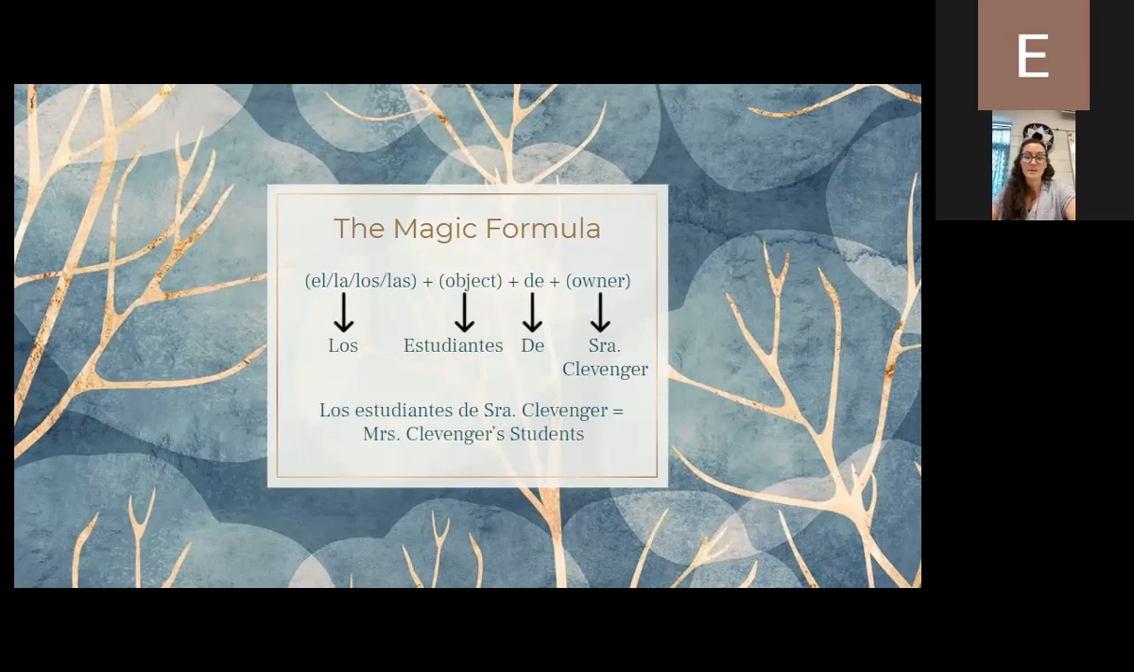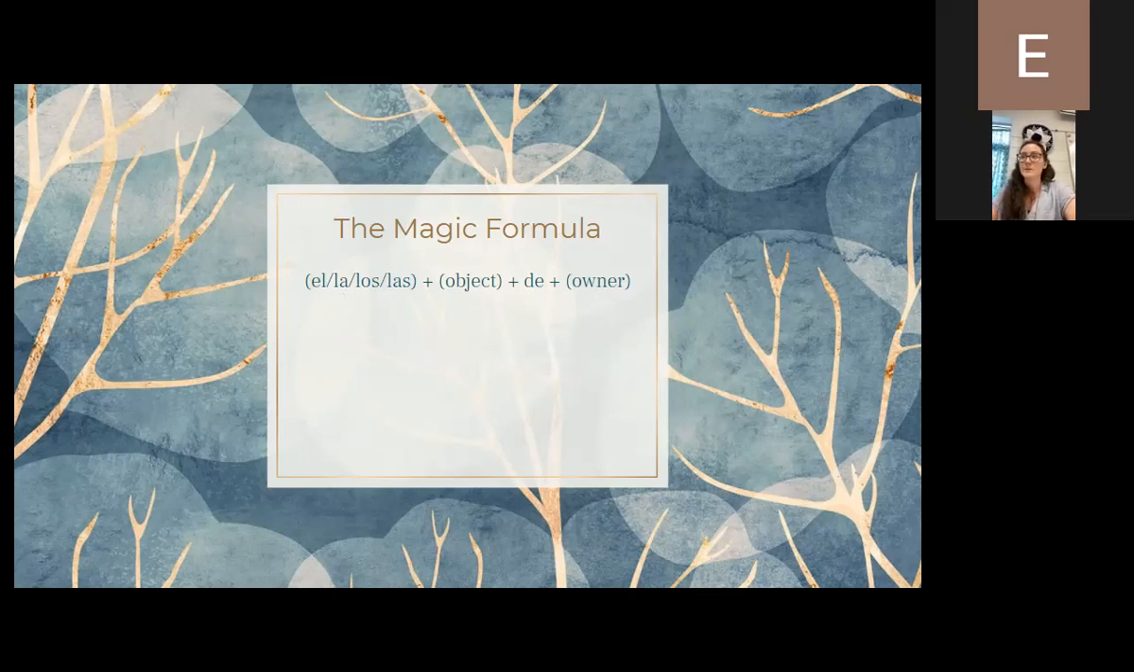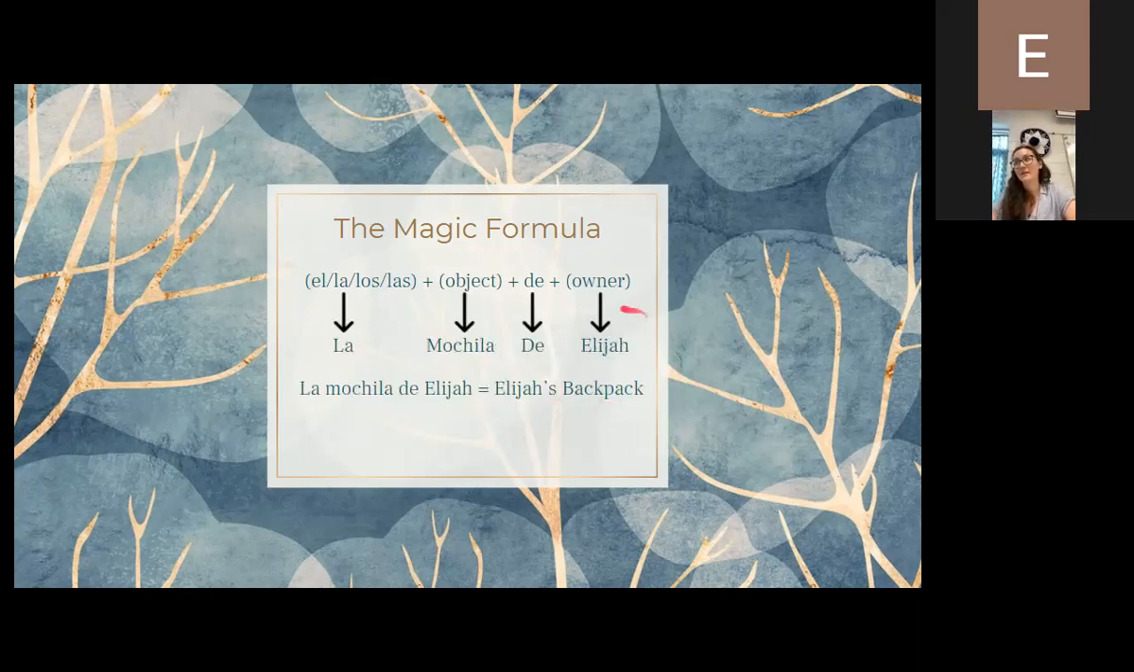Okay, I have another example for you. So we have our magic formula. We have la mochila de Elijah. La mochila de Elijah is Elijah's backpack.